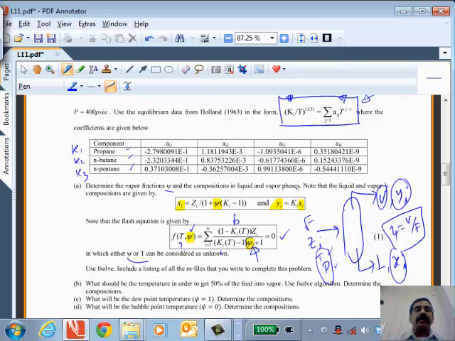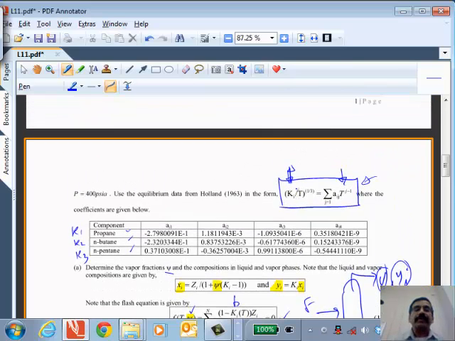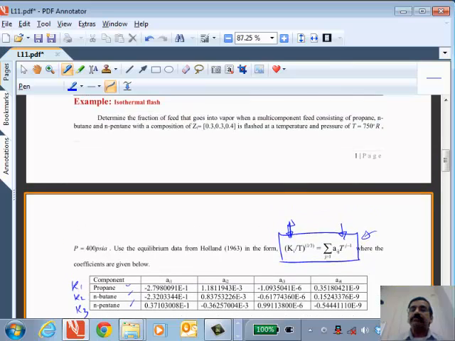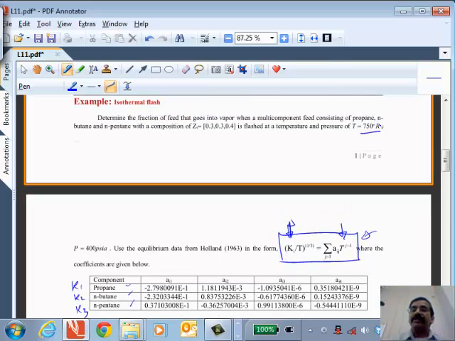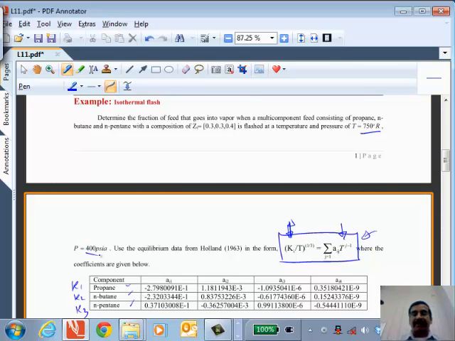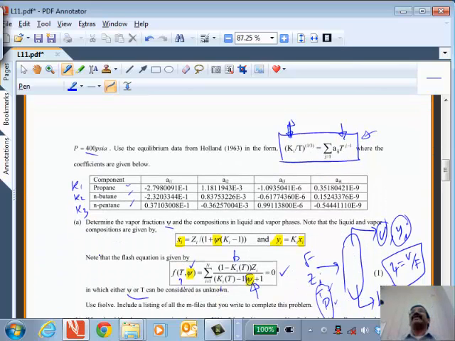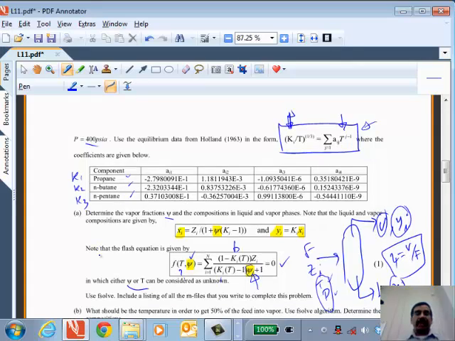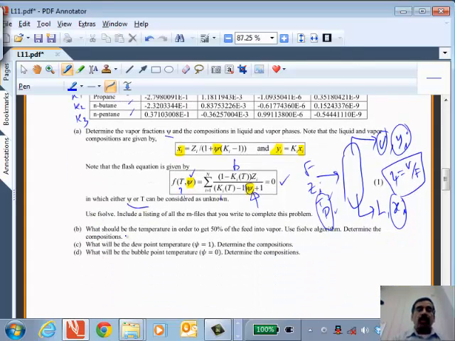Okay? And you are given the temperature as 750 degrees and the pressure as 400 psia. So what is the vapor fraction? That's a standard problem that we already know. And the second problem is, what should be the temperature in order to get 50% of the feed into the vapor? Now psi is given as 0.5, and you are asking what should be the temperature so that I achieve 50% vapor fraction. Under those conditions, what is the composition in the liquid, composition in the vapor?